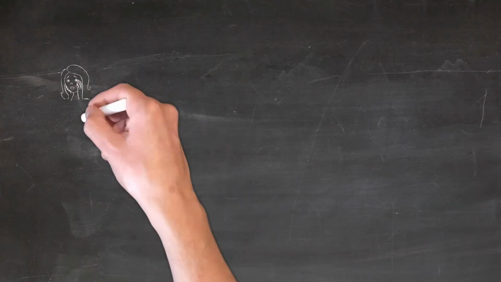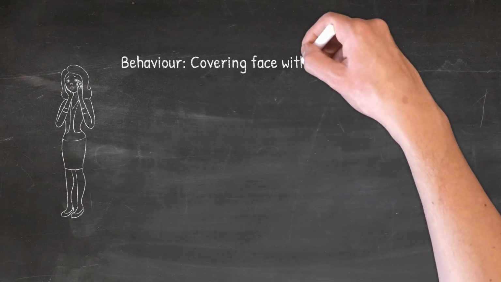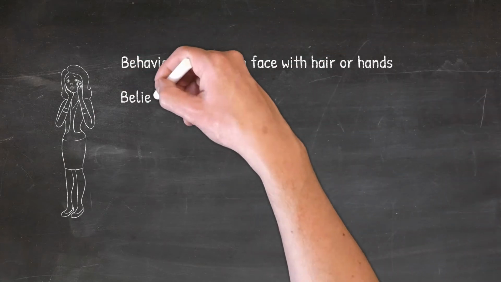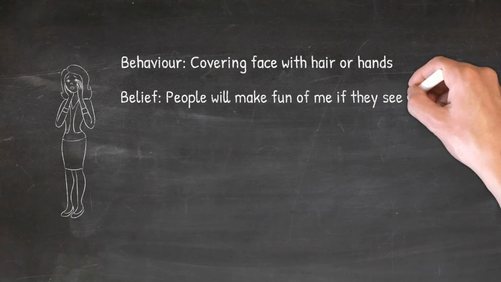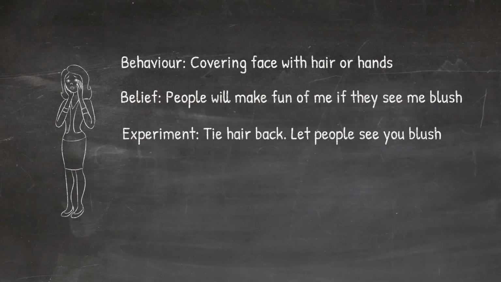Here are some more ideas for behavioral experiments. If your avoidance behavior is keeping your hair or your hand over your face to hide blushing, that might be driven by the belief that people will laugh at you if you blush. A useful experiment would be to tie your hair back, keep your hands away from your face, and see if anybody laughs or comments on your blushing.